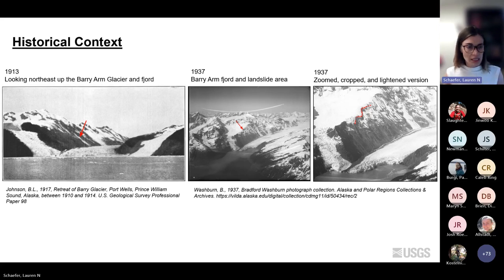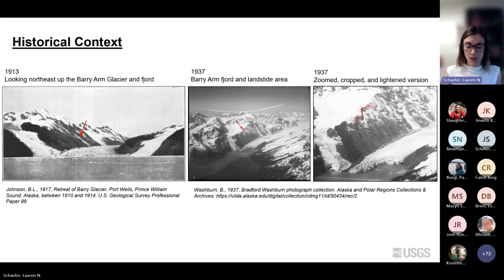This image is pretty fuzzy and the lighting isn't great. You may be able to convince yourself that there's a topographic bulge at that red arrow that could indicate the formation of the landslide, but it's not clear. However, in 1937, there are more images.